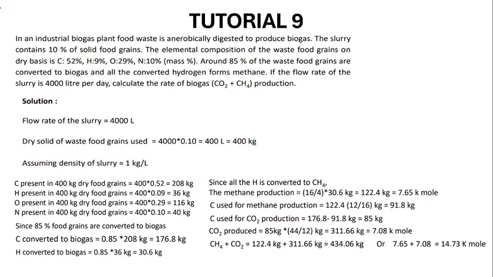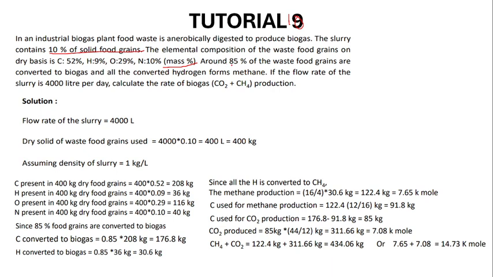So the first question in tutorial, this is tutorial 10, right? Mistakenly. Tutorial 10 is: in an industrial biogas plant, food waste is anaerobically digested to produce biogas. The slurry contains 10% of solid food grain. This data is same. And the total elemental composition is different. Carbon is 52%, hydrogen is 9%, oxygen is 29, nitrogen is 10, and all of them are given in mass percentage. Okay, if we add this, it should be 100.